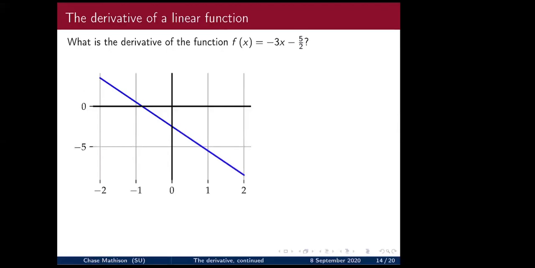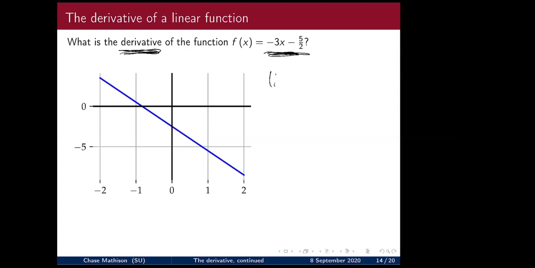What is the derivative of the function f of x equals negative 3x minus 5 over 2? All right, let's find it. When I say derivative, again, what word should be screaming in your mind? Slope, right? So what do we think the answer should be? If I was finding the tangent line, I would just get that tangent line back, right? And specifically, what slope should I get? Negative 3.